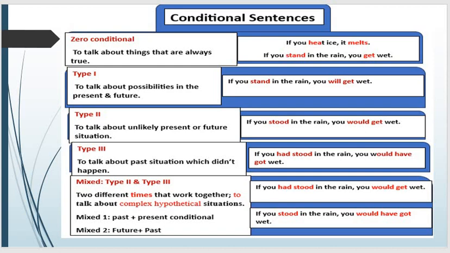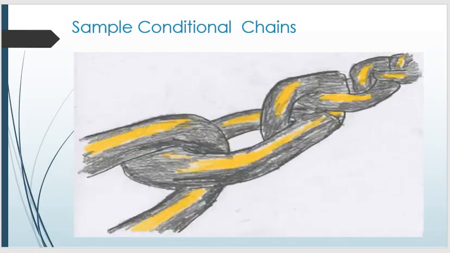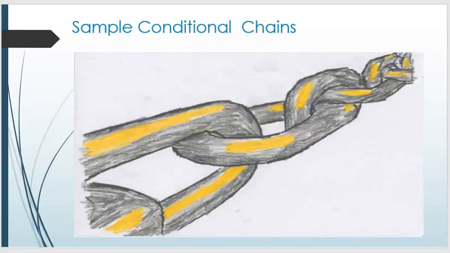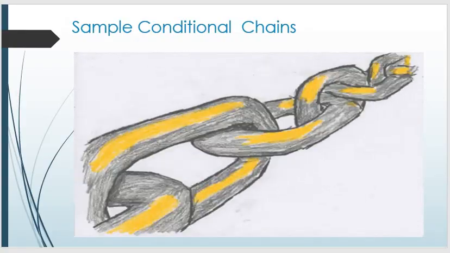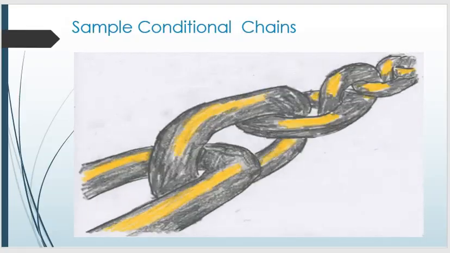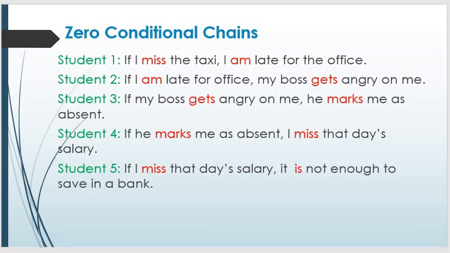Okay, let's see sample examples of how to make this chain story based on this structure of conditional sentences. We follow the structure, but practice makes perfect. To master conditional sentences, I suggest using chain stories is very important. Okay, let's see one by one. Here I have 5 students in a group discussing zero conditional sentences, let's say.